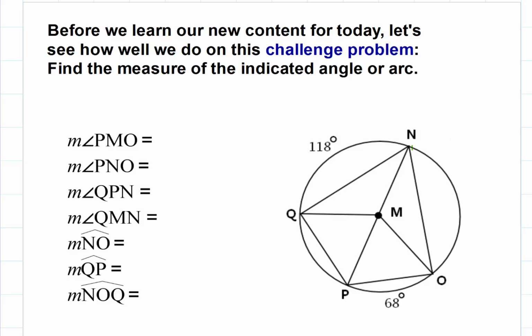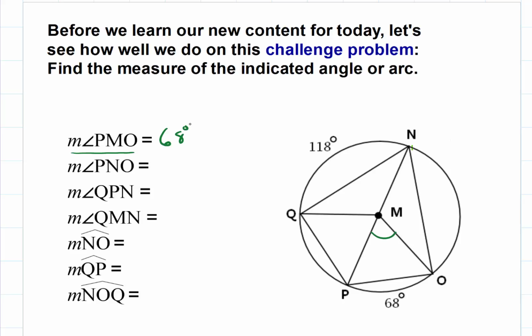So the first thing we're going to look for is the measure of angle PMO. That's this angle right here. And that's a central angle, and it has an intercepted arc of 68 degrees. The relationship is that those two are equal, so the central angle is 68 degrees.